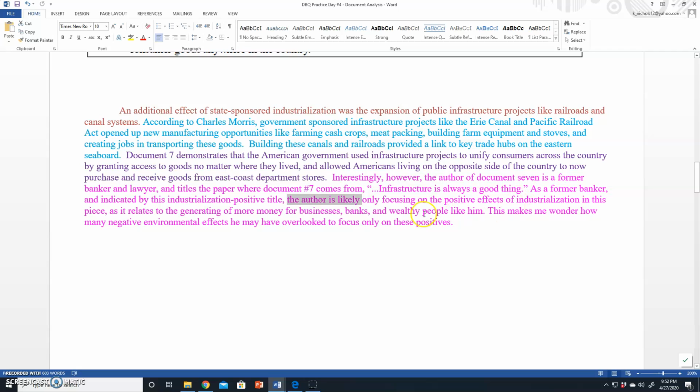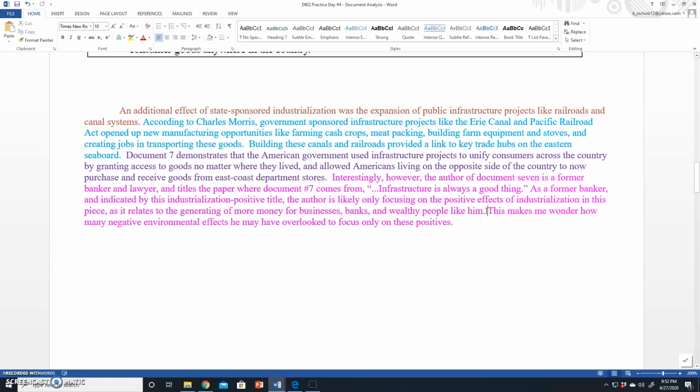Well, he's being super positive because he has a chance to maybe benefit from it. But I don't just say he has the chance of benefiting. I get specific. He has the chance of generating more money for who? Not just him, but people like him. What kind of people like him? Get specific. Businesses, banks, and wealthy people like him.